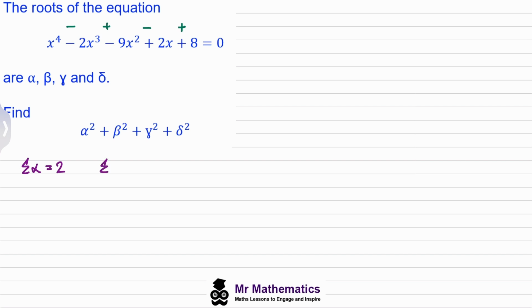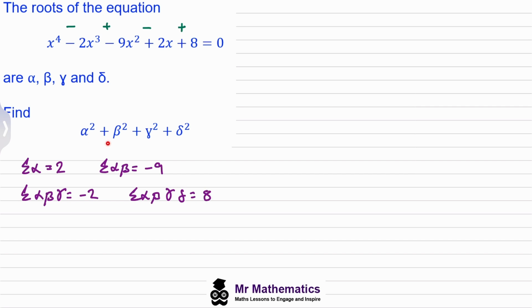Then if we look at the sum of the product of two roots, which we call alpha beta, we'll find this using this term. Because it's a positive negative 9, this will be minus 9. And then the sum of a product of three roots, alpha, beta, gamma. This will involve this 2 term, but it's a negative 2. And finally, the product of all four roots, alpha, beta, gamma, delta. This will involve this 8 term, and it's a positive 8, so this will be simply 8.